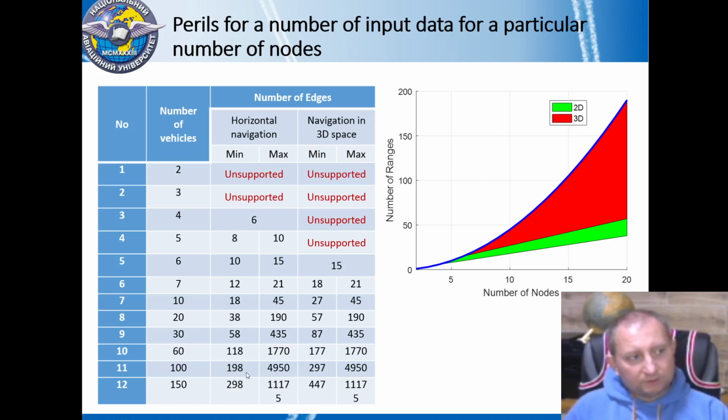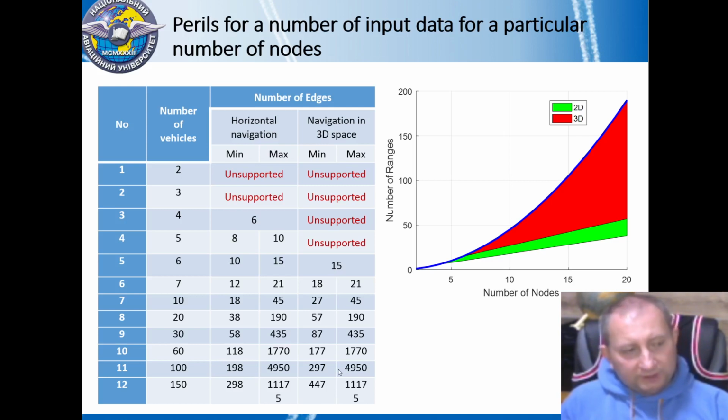That's why we can see that if we have a big amount of ranges in our network measured or known, then we do not need to know all the edges in the network. We can use just a small amount of them, and it will be enough to count coordinates of each vehicle in our formation.